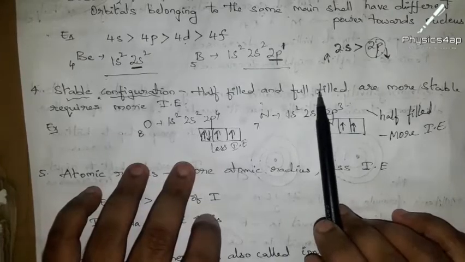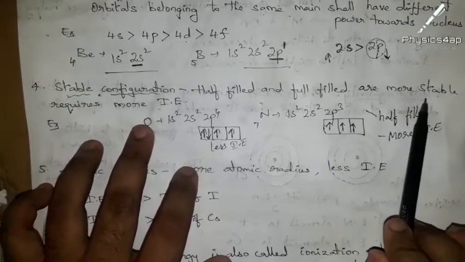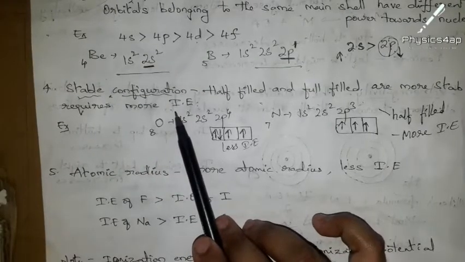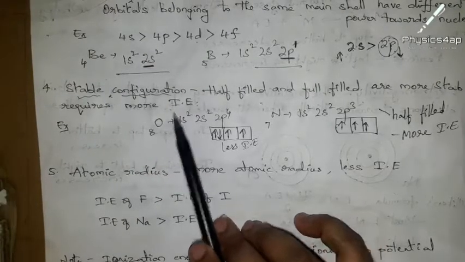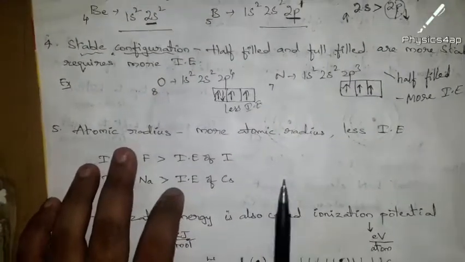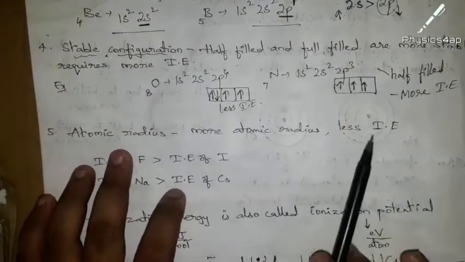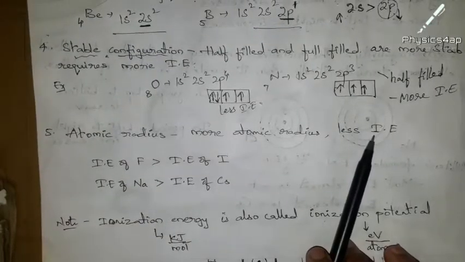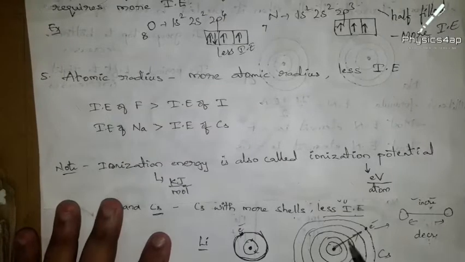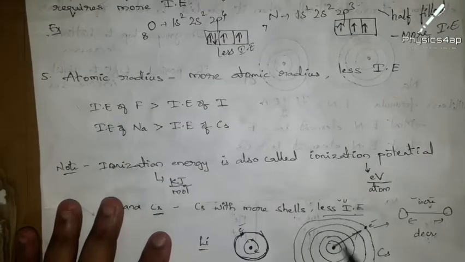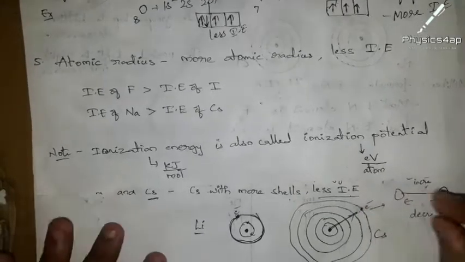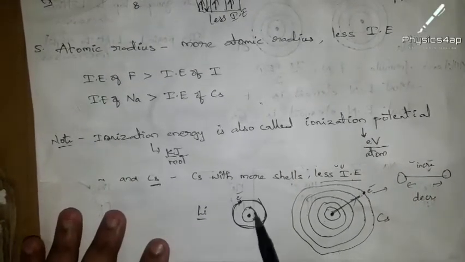And next, the last factor for the ionization energy is the atomic radius. More atomic radius, less ionization energy. As I told you before with cesium, as the radius increases, there is less ionization energy, so we can easily remove an electron. Less atomic radius means more ionization energy, which means it is difficult to remove an electron. So this is one of the factors for the ionization energy.